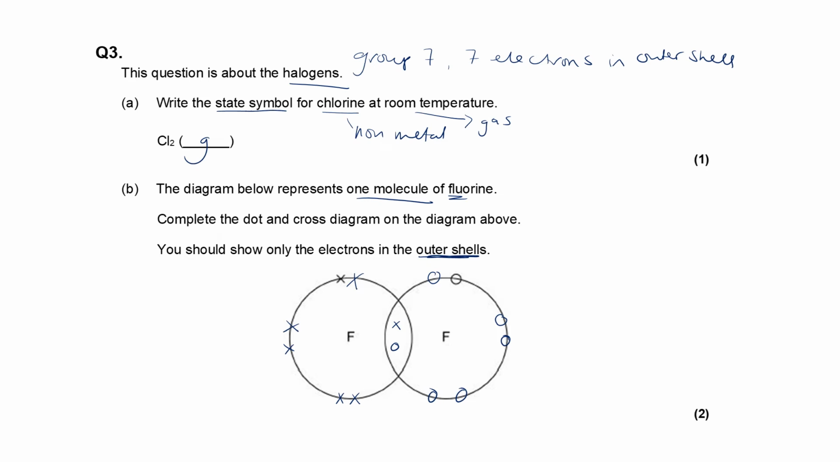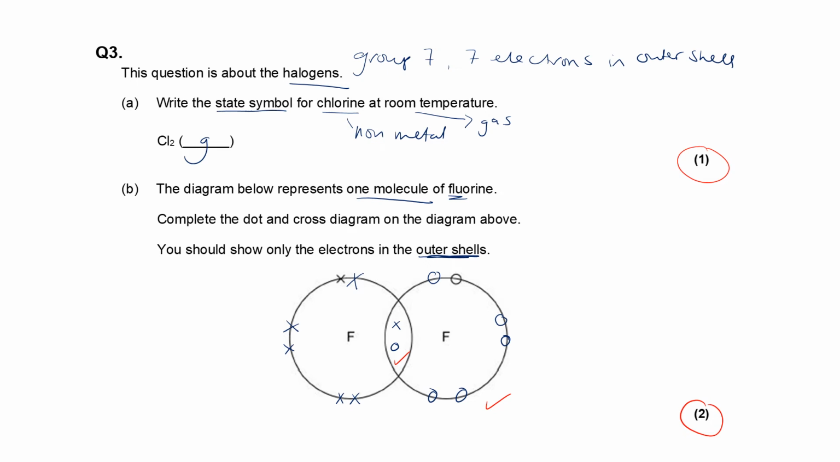And again, I get a mark for part A, got that right. And for part B, the marks are awarded for making sure that there is a pair of electrons within the overlap and that there are 6 electrons drawn in on each fluorine atom, remembering that one is already drawn in for me, making it 7 in total.